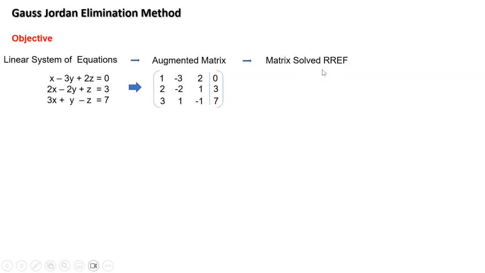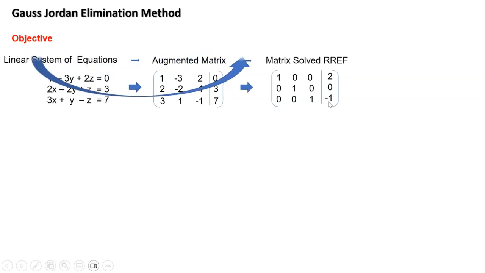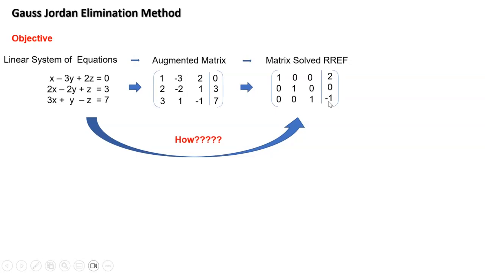Now, the RREF stands for reduced row echelon form, which means I'm going to go from linear systems to augmented, and this is what it means by reduced row echelon form. These are the x's, these are the y's, these are the z's of the systems, right? So this means 1x plus 0y plus 0z equals 2. In other words, x equals 2, y equals 0, and z equals -1. But how are we going to do this?